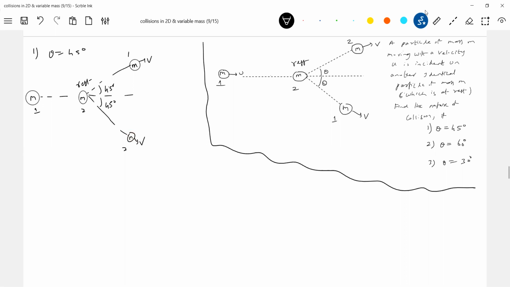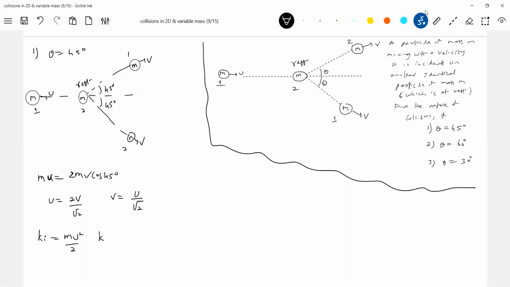So now apply conservation of momentum. mu should be equal to 2mv cos 45. u is equal to 2v by root 2. What is v equal to? u by root 2. Now check the initial kinetic energy.